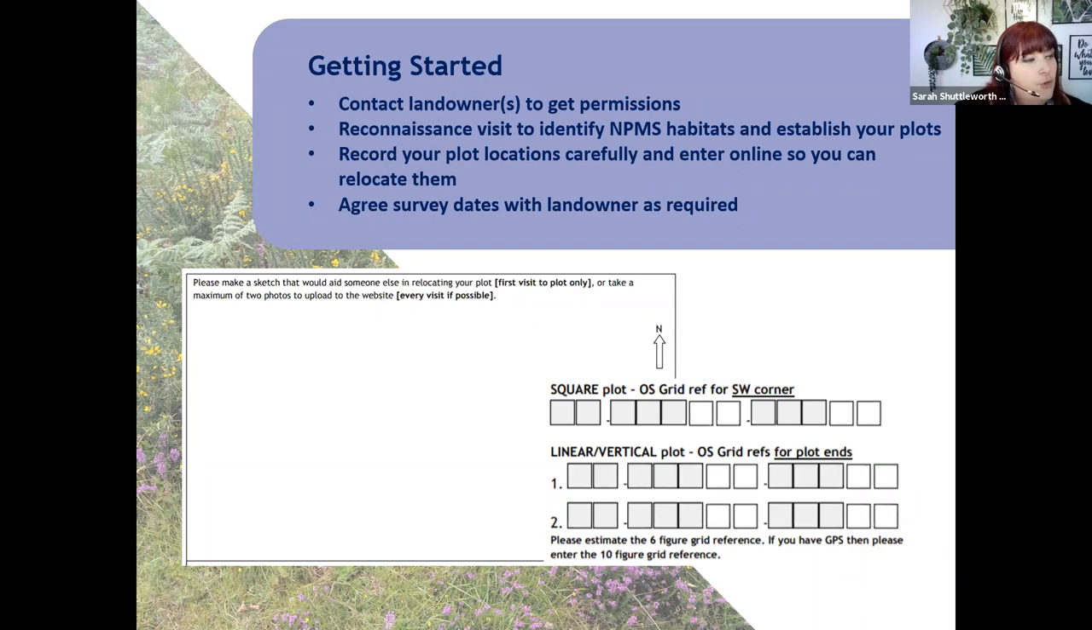But as you can see from the form, it has a section for your sketch map and the grid reference for each plot. So there is a handy step-by-step presentation on how to create plots on the website, as well as a YouTube video of our brilliant scientist at CEH demonstrating on the website himself. However, I will be adding to this by creating more helpful videos about these desk-based processes.